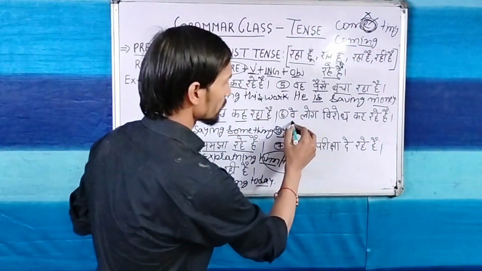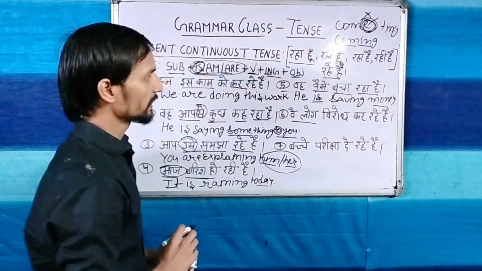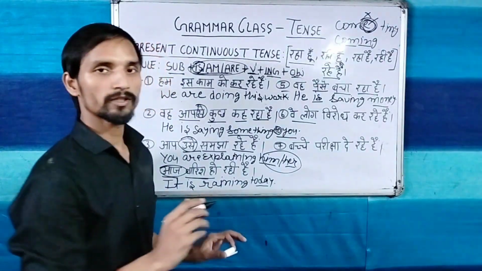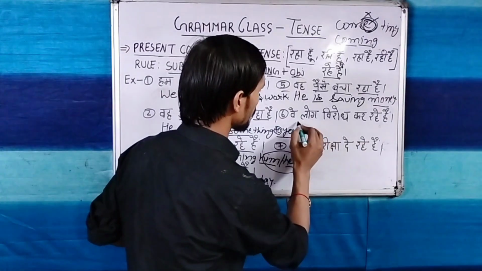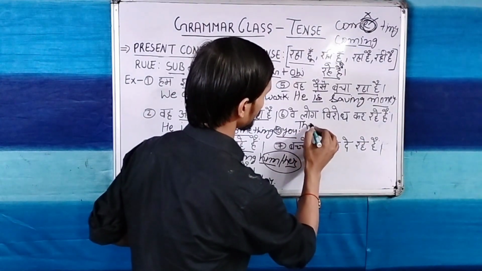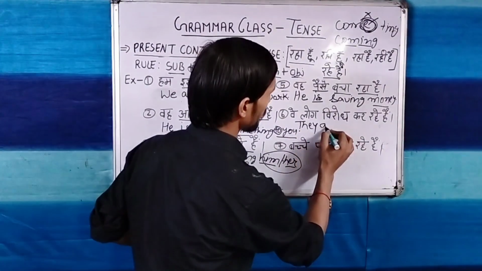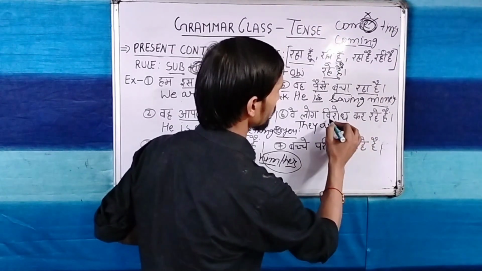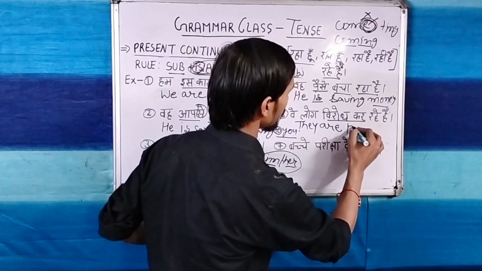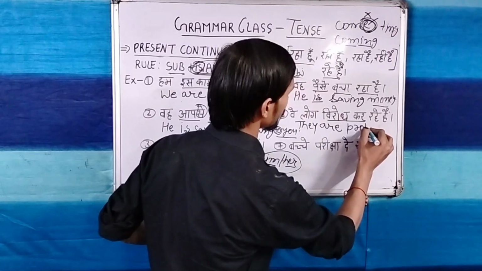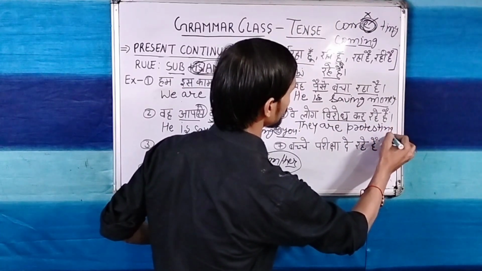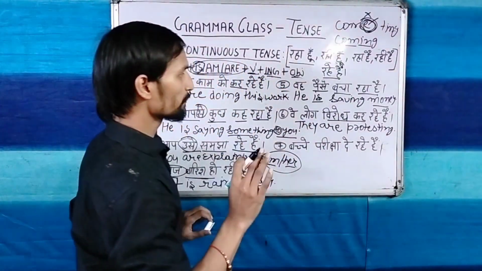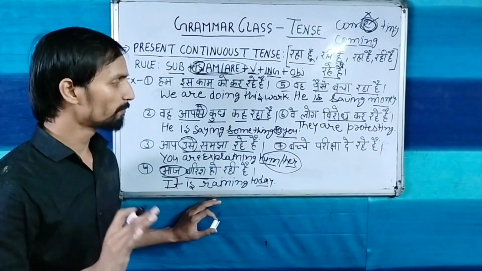Now next sentence, that is the sixth. वे लोग विरोध कर रहे हैं. विरोध करना means protest. Now subject is वे लोग means they, with they helping verb are, they are protesting. So they are protesting. This is complete sentence.